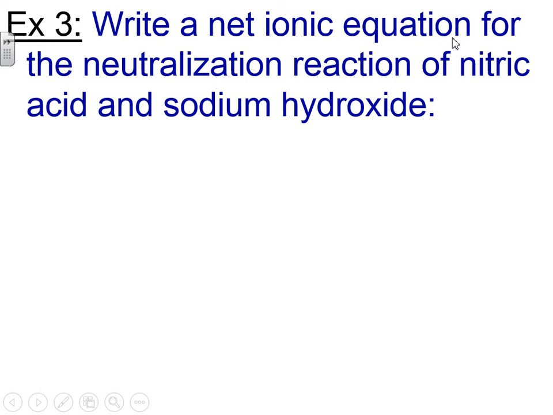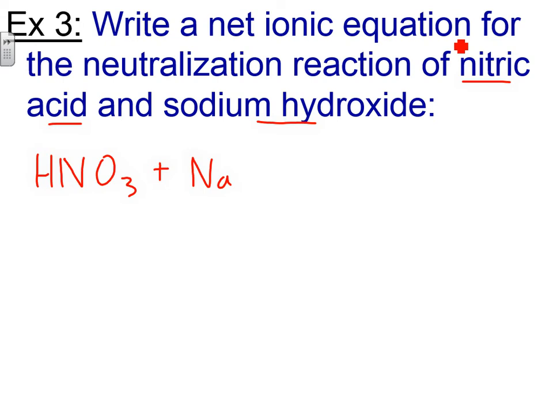In this case, we're going to write the neutralization reaction between nitric acid and sodium hydroxide. Let's write the full equation first before we get to the net ionic. Nitric acid is based on nitrate, NO3, which has a -1 charge, which means you just need one hydrogen with it. Sodium hydroxide is good old NaOH, and then this forms the salt and water.